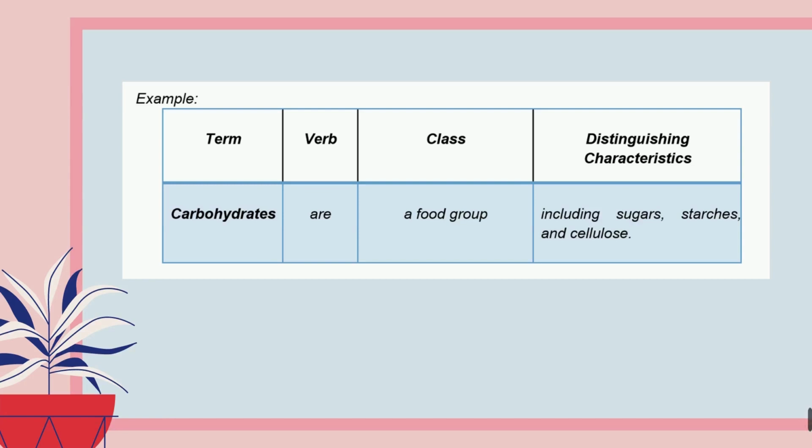It starts with a word or a term. A term is a word or an idea that needs to be defined in your formal definition. It is followed by the class and the distinguishing characteristics.